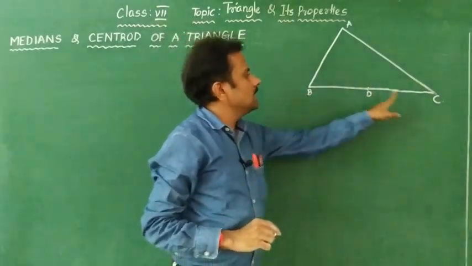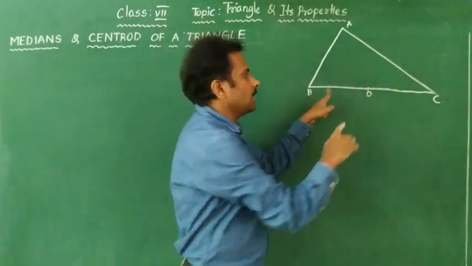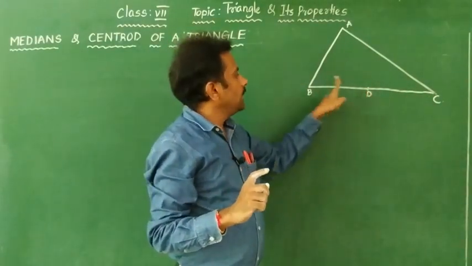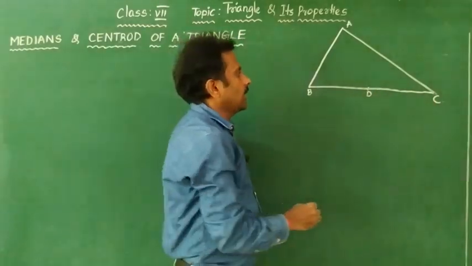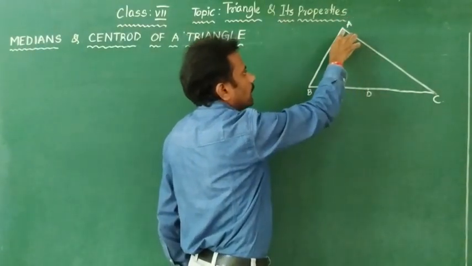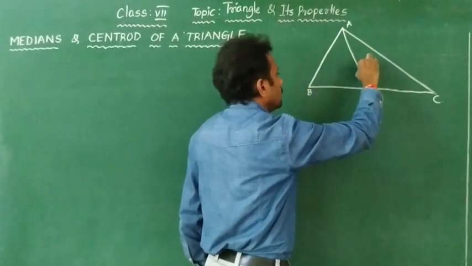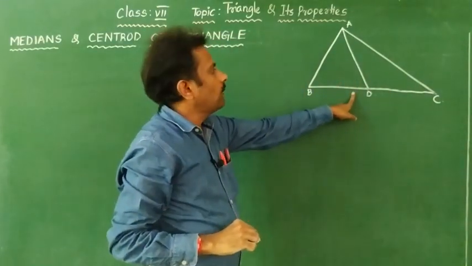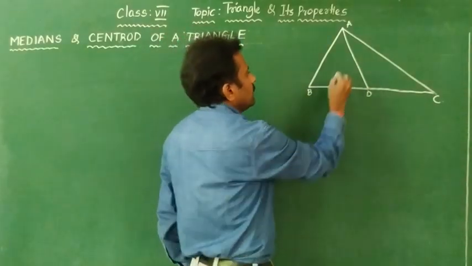For example, BC is 8 centimeters. Then BD how much will it be? 4 centimeters. CD also 4 centimeters. The point exactly equidistant from B and C is called the midpoint. Okay. Now this midpoint you join with the opposite vertex. From the opposite vertex, if you draw a line segment to connect the midpoint of the opposite side, whatever line segment you get, that is called median. So this is called median.